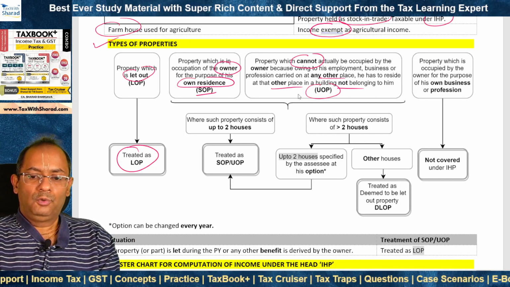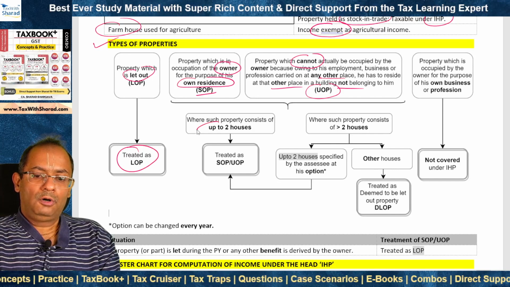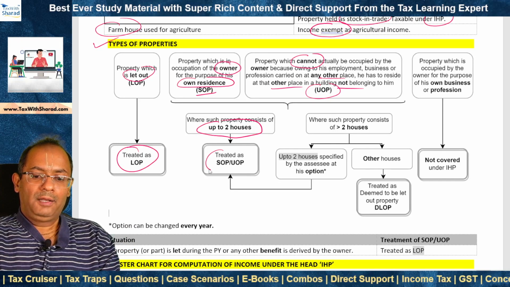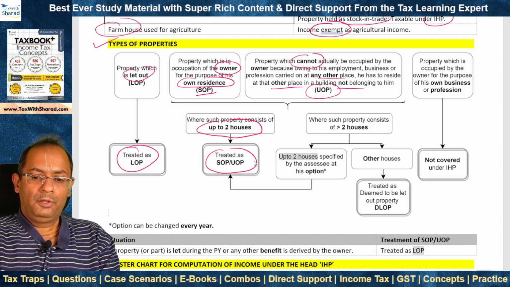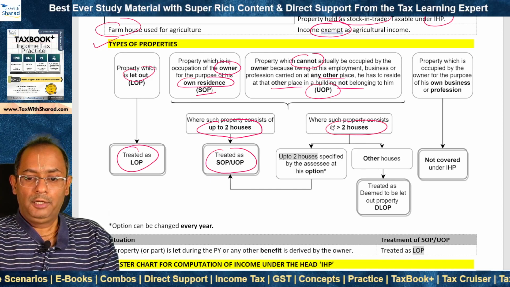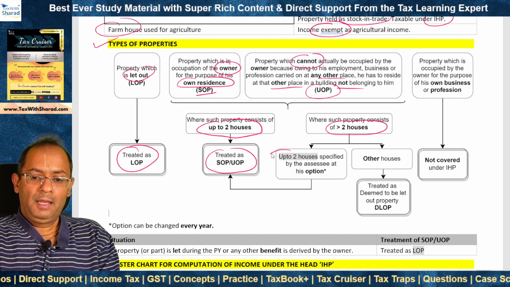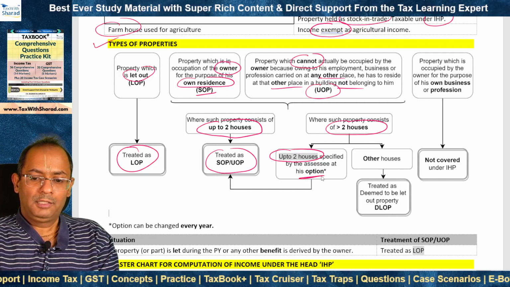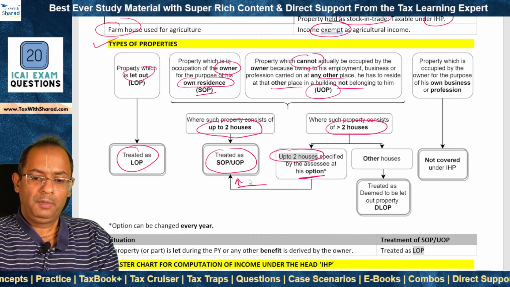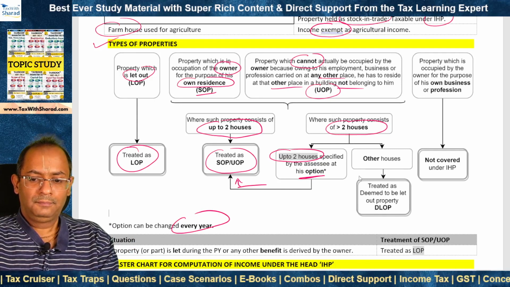Now both for SOP and UOP, where such property consists of up to 2 houses, the classification is that of a SOP or UOP. But where such property consists of more than 2 houses, then the SSE can specify up to 2 houses at his option as SOP or UOP, and this option can be changed every year.